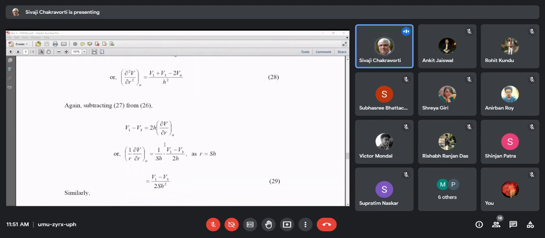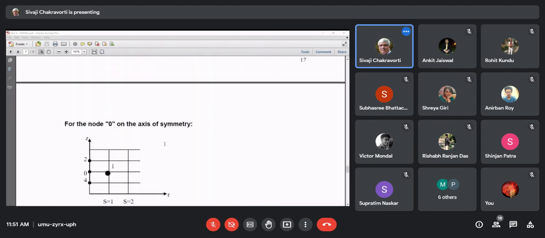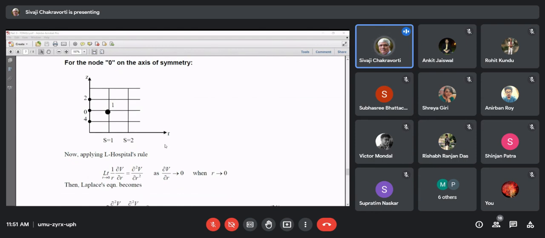So what we have to do is, we go into a slightly different aspect. If this node is on the axis, then it looks like this. Target node zero on the axis. By the way, this is not half symmetry. This is the rotational symmetry. So there is no symmetric node on the left side. It will be only connected to three nodes. And for the node zero, s is equal to zero.